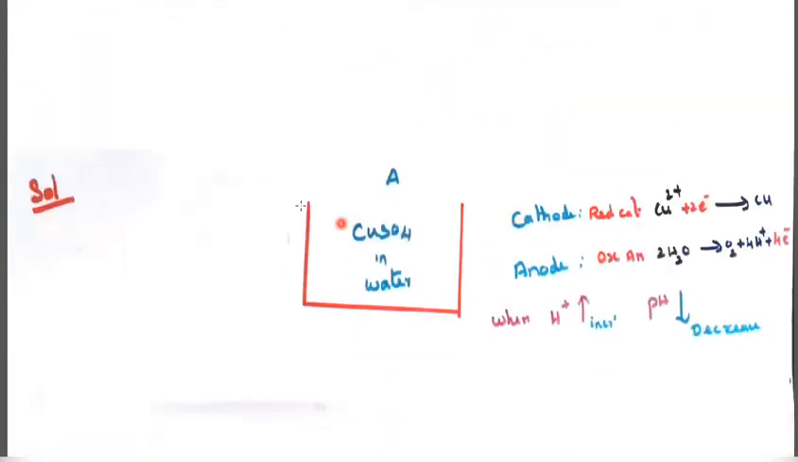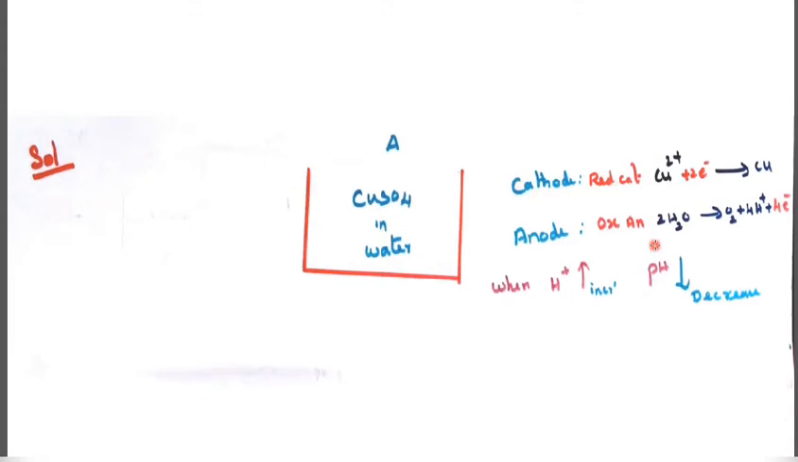Next, case B we should see. In case A, a solution of copper sulfate in water, the cathode is red (Cu) and the anode is oxide. We already discussed the reactions. Copper 2+ gains 2 electrons and gives copper, so it is reduced first at the cathode. At the anode, oxidation of water gives O2 plus 4H+ and 4 electrons, a loss of electrons.